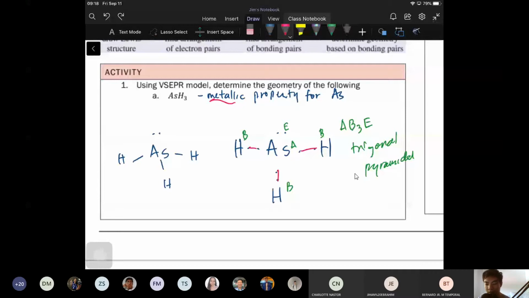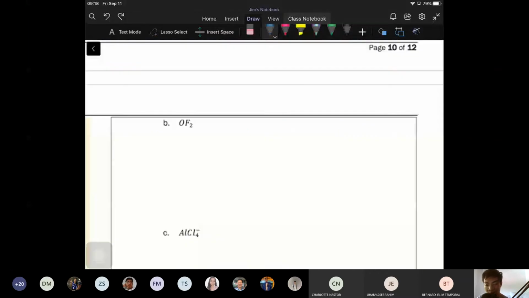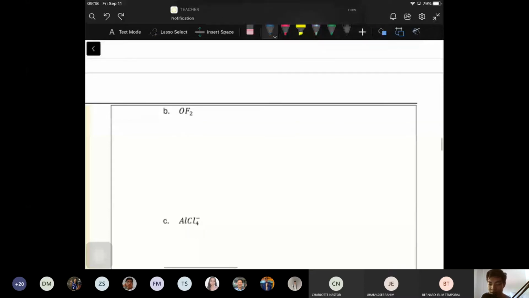OF2. So can I use the NASA rule? Yes po. No? So pag nasanay na kayo sa NASA rule, magiging matik na sa utak nyo yung structure. Kunwari, magna-NASA rule ako sa isip. No? Ang answer ko dyan for OF2 would be ganito. Ito yung shape niya.